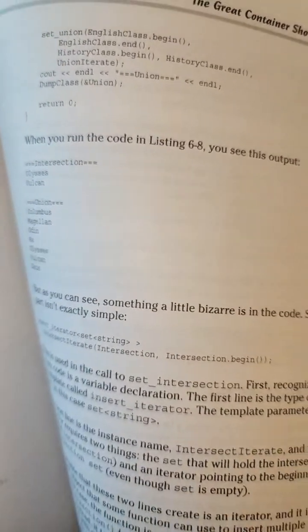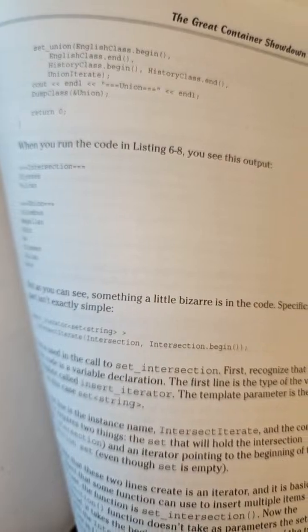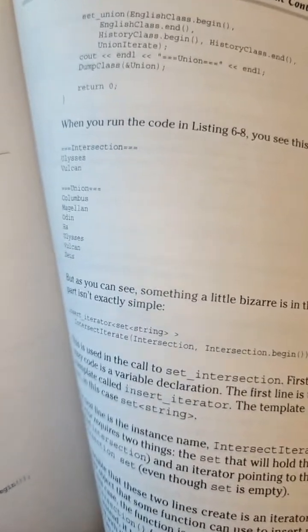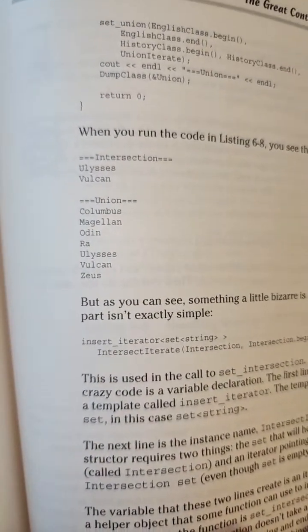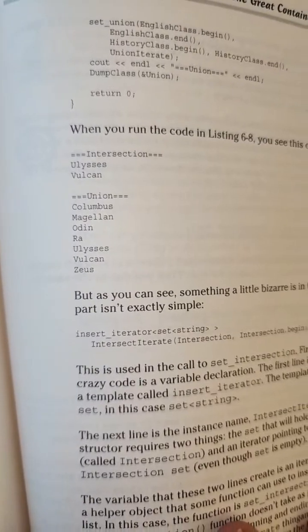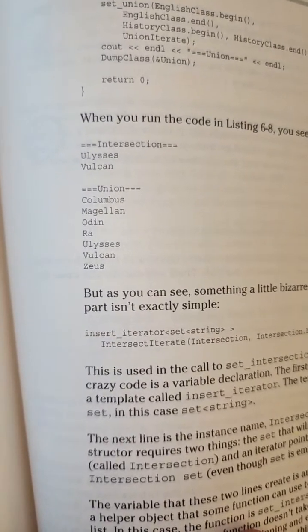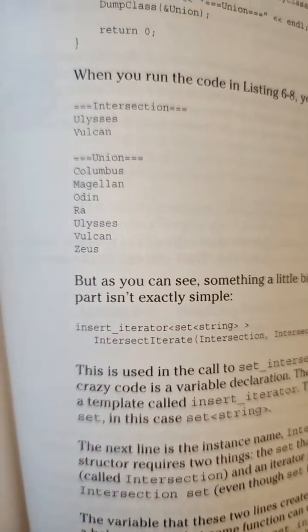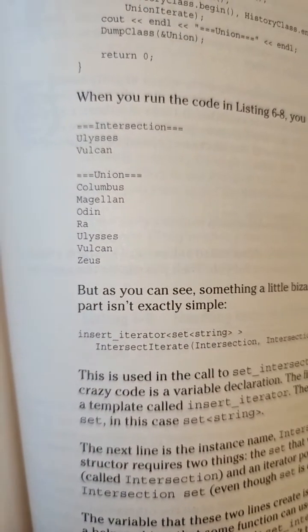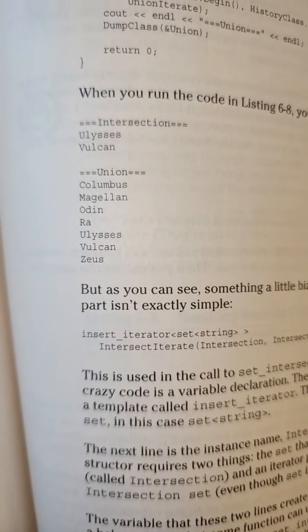When you run the code in the C++ compiler, you see this output. Intersection equals Ulysses, Vulcan. Union equals Columbus, Magellan, Odin, Ra, Ulysses, Vulcan, Zeus.